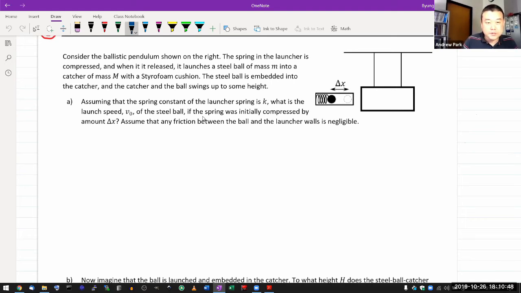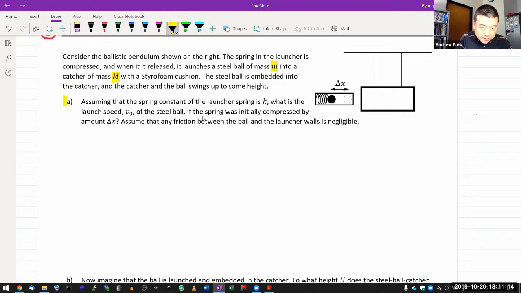All right, so consider the ballistic pendulum shown on the right. The spring in the launcher is compressed, and when released, it launches a ball of mass m. Let me just highlight some of the information that's given: into a catcher of mass big M with a styrofoam cushion. That's your lab. The steel ball is embedded into the catcher, and the catcher and the ball swing up to some height. You've seen all that.